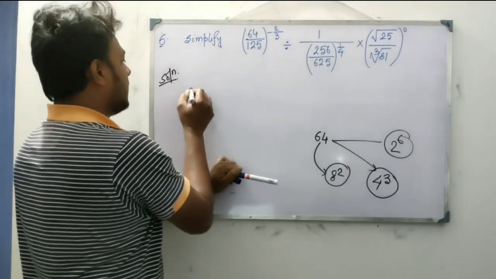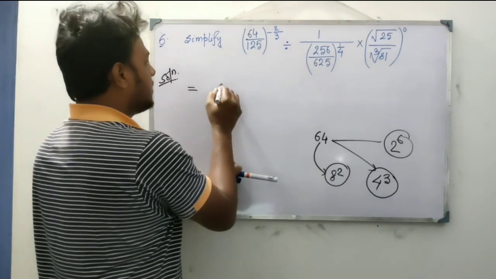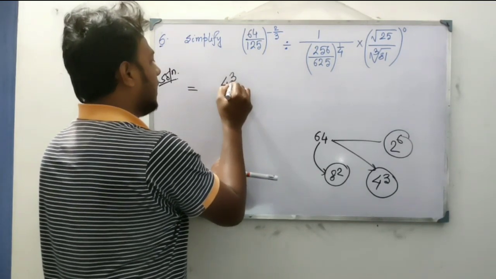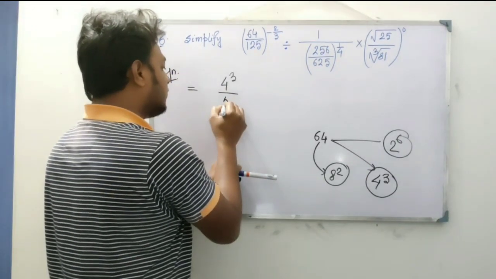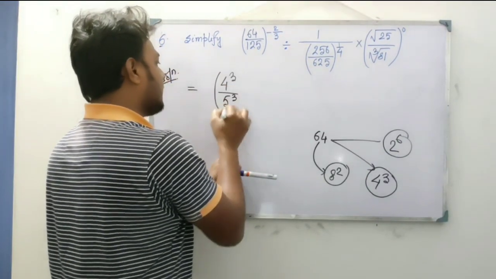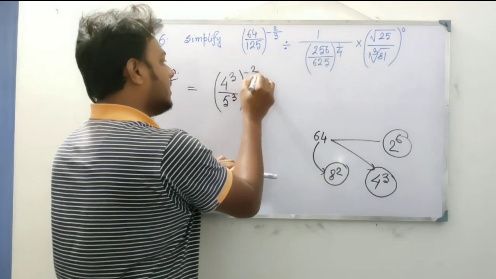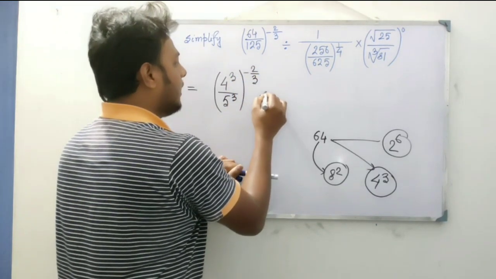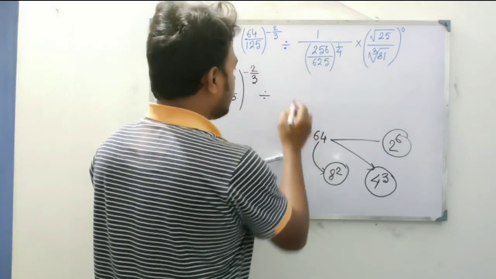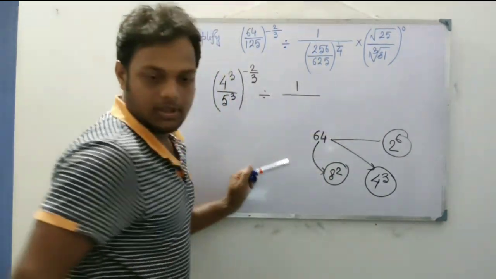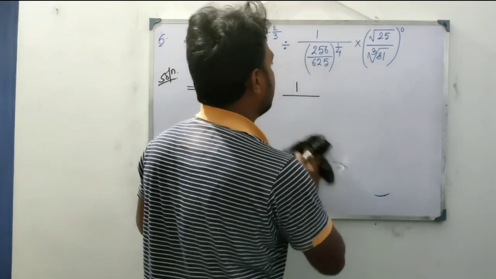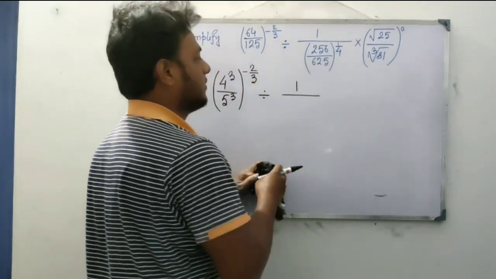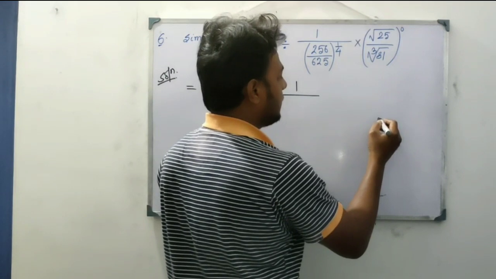So I am solving here, equals to, in the place of 64 we will write 4 cube, and in the place of 125 I will write 5 cube. Okay, 5 cube to the power minus 2 by 3 is there. Very good. Divided by 1 by, in the place of 256, what can we write? I think 4 to the power 4.